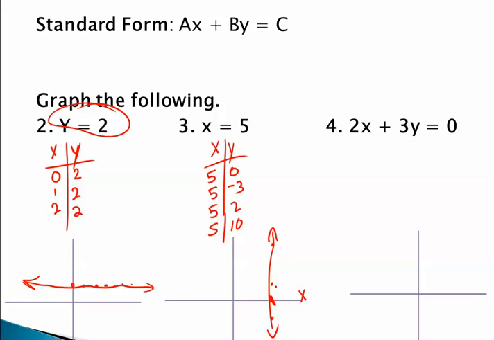You do not need to do t-charts for these unless it specifically says so in the book. You can always know that y equal to a number will be a horizontal line, while x equal to a number will always be a vertical line.